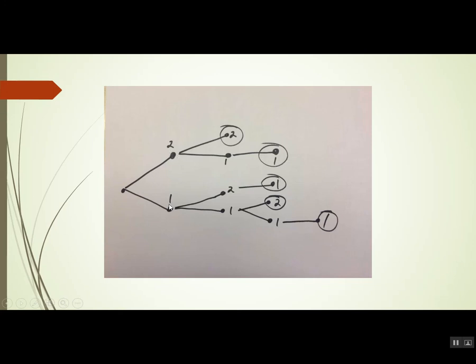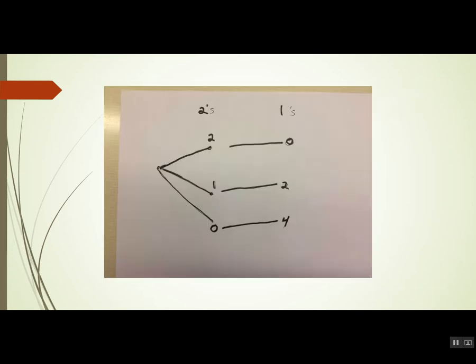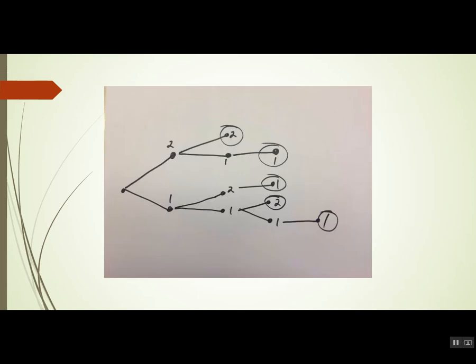But what if your first number isn't a 2? Well, then it's a 1. Well, after the 1, you could either have a 2 or a 1. If you have a 2, 1 plus 2 is 3, so the only thing that can come after it is a 1. That makes 4, so we circle it. After the 1 and the 1, you could have a 2, and that'll make 4, so we circle it. You could have a 1, and a 1, and so that makes 4, another 4 here. So we circle that, and so we see that there's 5 ways if the order matters. 3 ways if the order doesn't matter. 5 ways if the order does.